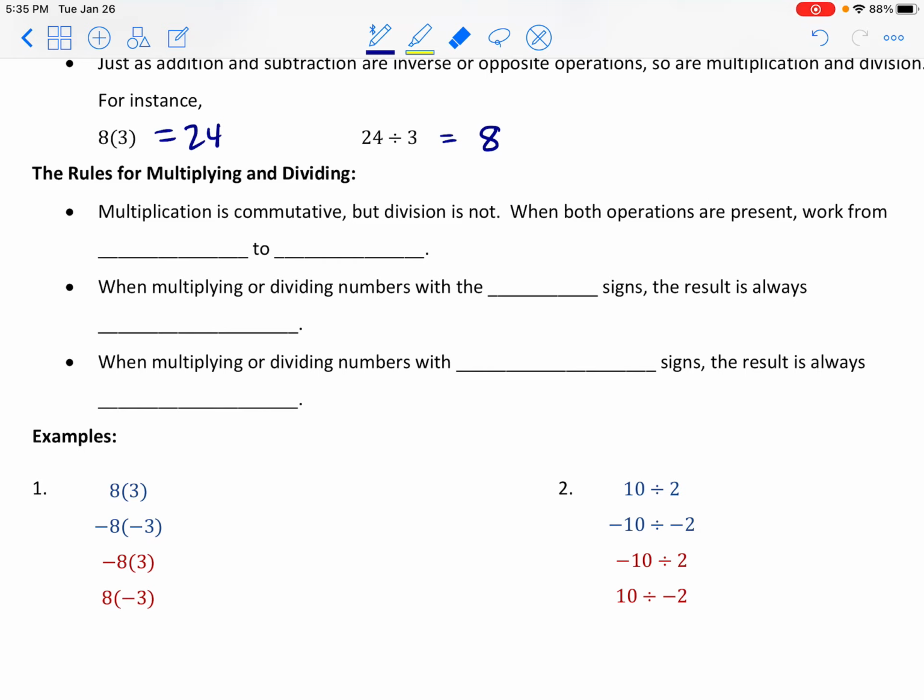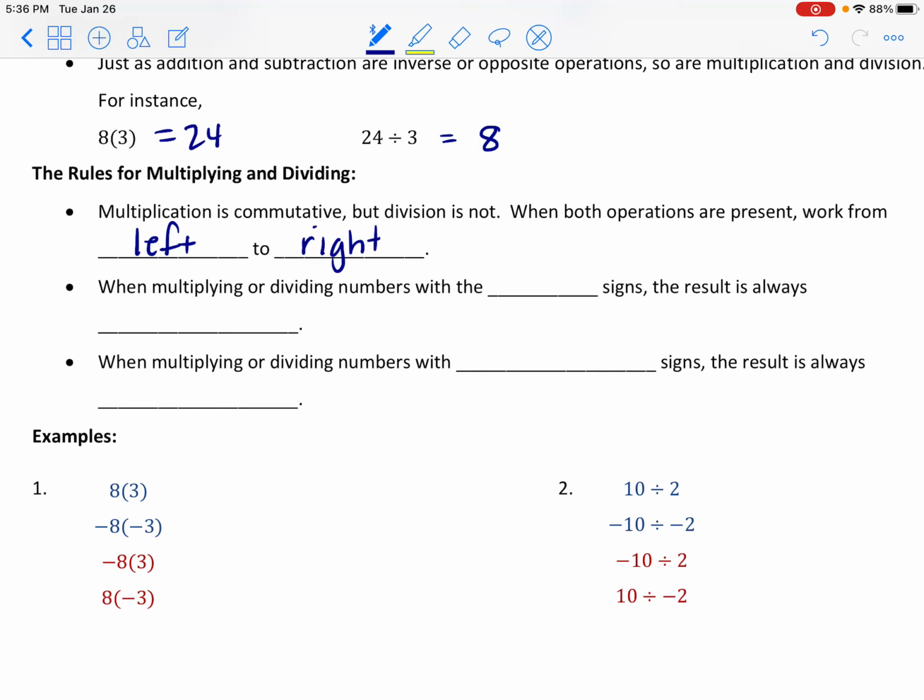Division, however, is not commutative. So when we have both operations present in one problem, the established order of operations is to work the division and multiplication from left to right, whatever happens first. So we work left to right with multiplication and/or division, just whatever occurs first, we're working in order from left to right. Now when we're multiplying or dividing, the sign rules are the same.